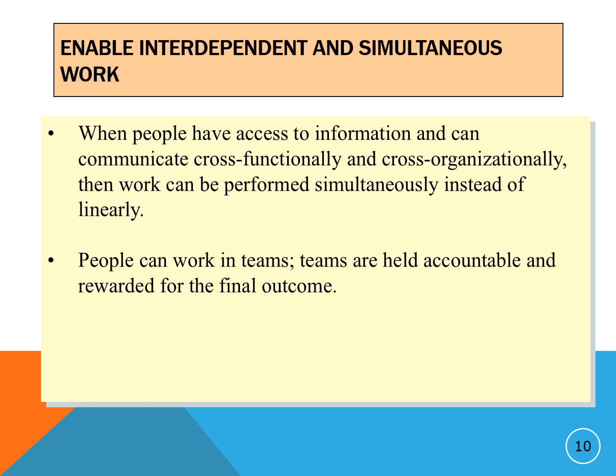Principle number 5 is enabling interdependent and simultaneous work. When people have access to information at the right time, they can communicate cross-functionally and cross-organizationally, and then the work can be performed simultaneously instead of linearly. If you provide harness technology to the employees, and direct access to the customers inside and outside the organization, the work can be performed simultaneously instead of linearly. They can work in teams.